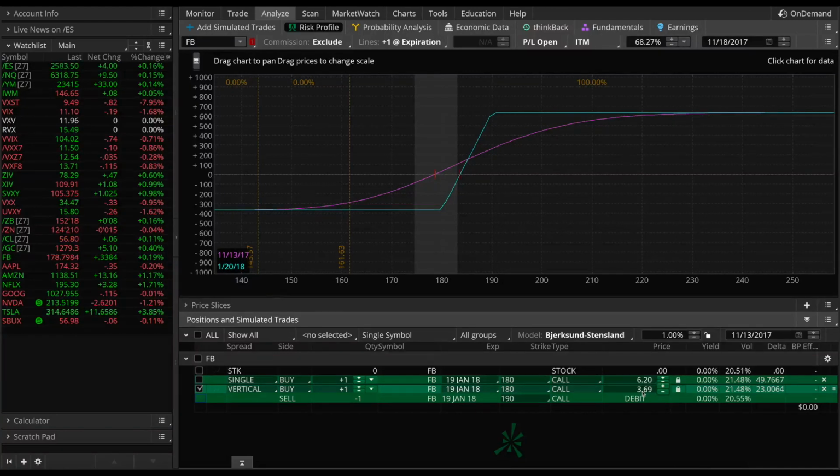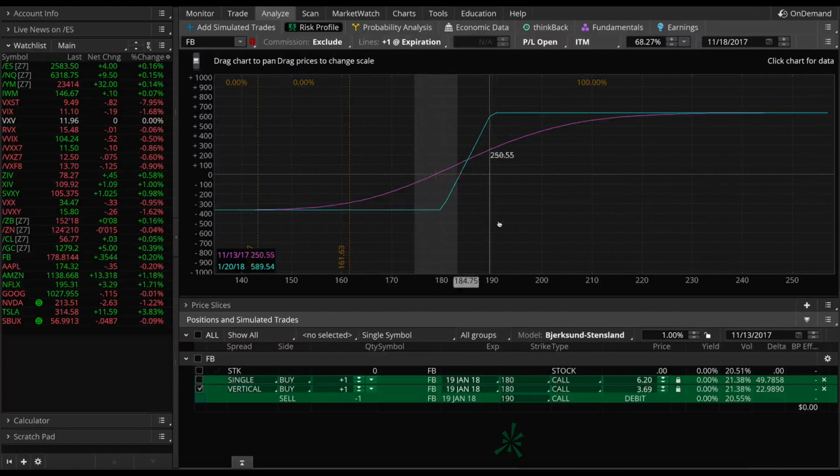So similar to a call option, the most you can lose when you buy a call spread is the premium you pay times $100. So in this case, $3.69 times 100 is $369. And if we look at the risk profile, we can see that the loss at expiration, if Facebook is below 180, is going to be $369 per call spread.